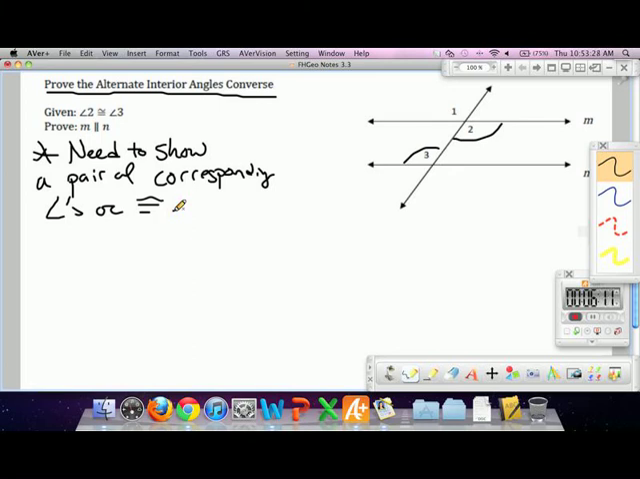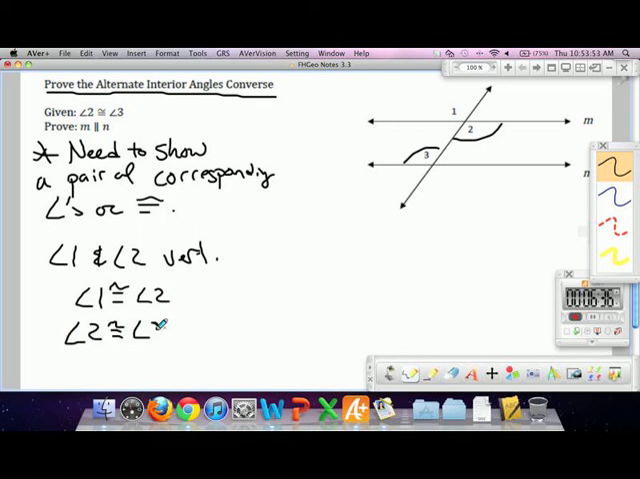Well, you know that 1 and 2 are vertical angles. Okay, so we know that they are vertical angles. And I'm telling you that angle 2 is congruent to angle 3. So we use the transitive property, transitivity, or substitution. Transitive says that angle 1 is congruent to angle 3. And if you have this, then you could use the corresponding angles converse.